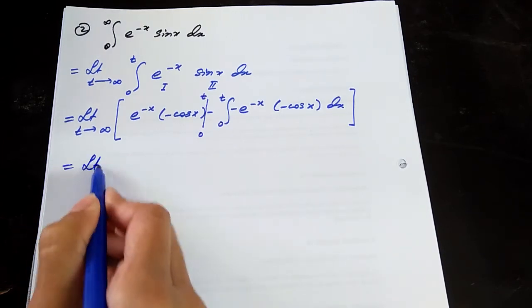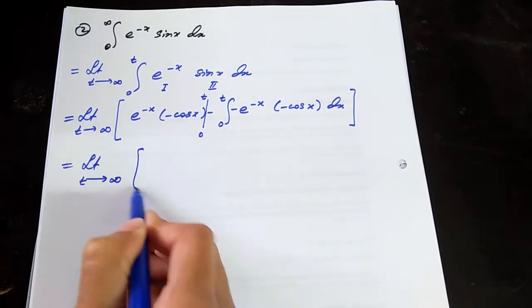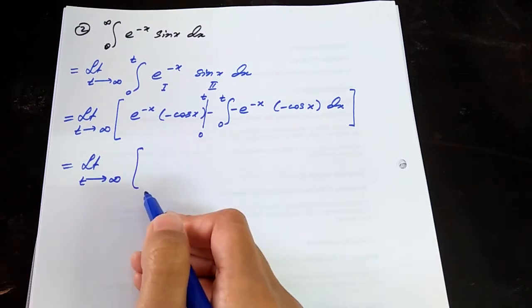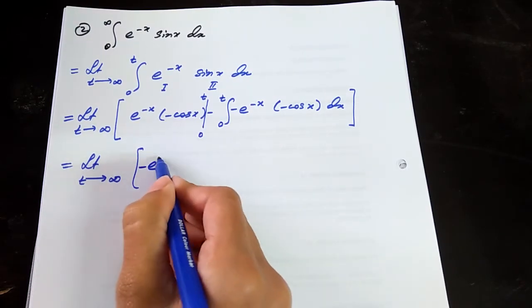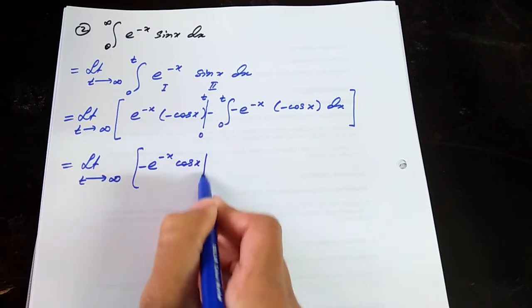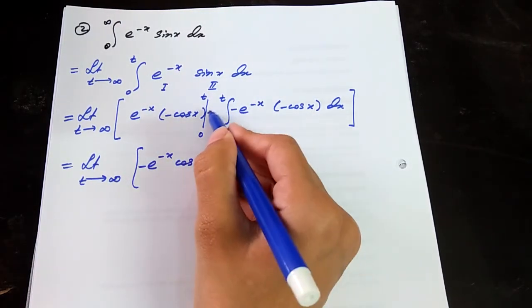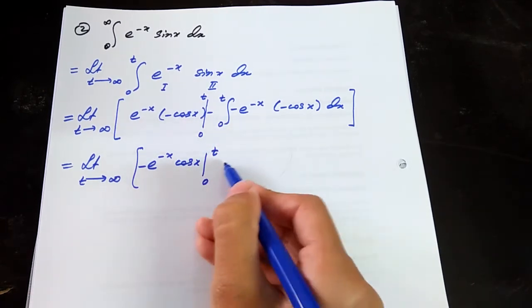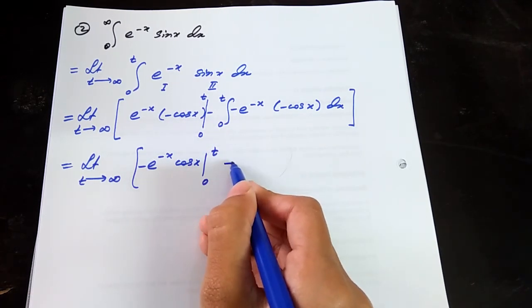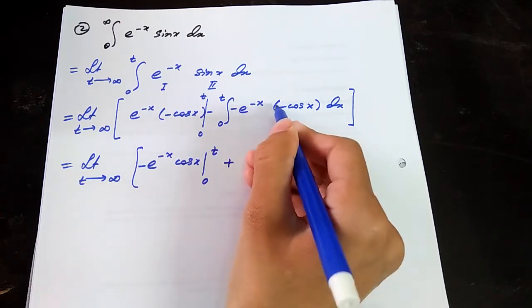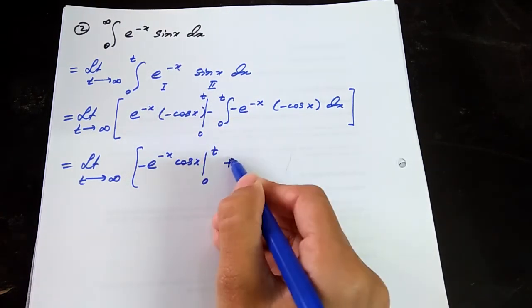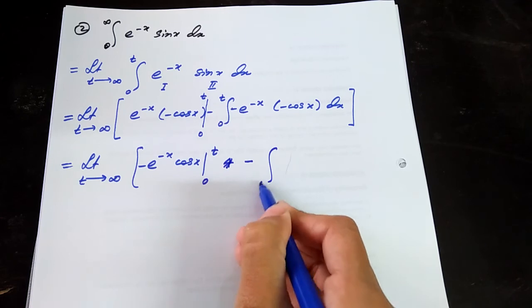Now limit t approaches infinity, I will apply the limit of integration at the end. This will become minus e raised to power minus x cos of x, and the limits of integration are from 0 to t. Minus minus will give you plus. So this term will become equal to plus, this minus minus is plus, and this minus again will give you minus, from 0 to t.